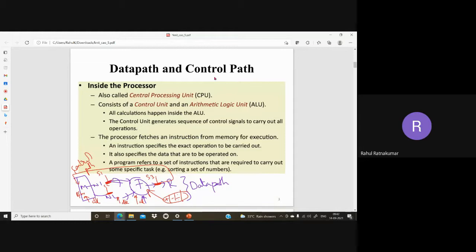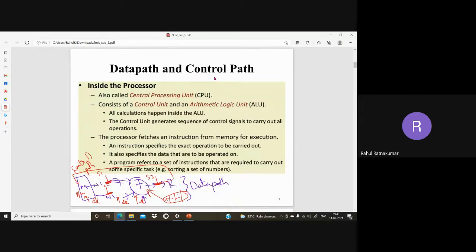The processor fetches an instruction from memory for execution. An instruction specifies the exact operation to be carried out, right? Because the control unit knows what the instruction is saying, what is the meaning of that instruction based on your existing hardware, right?